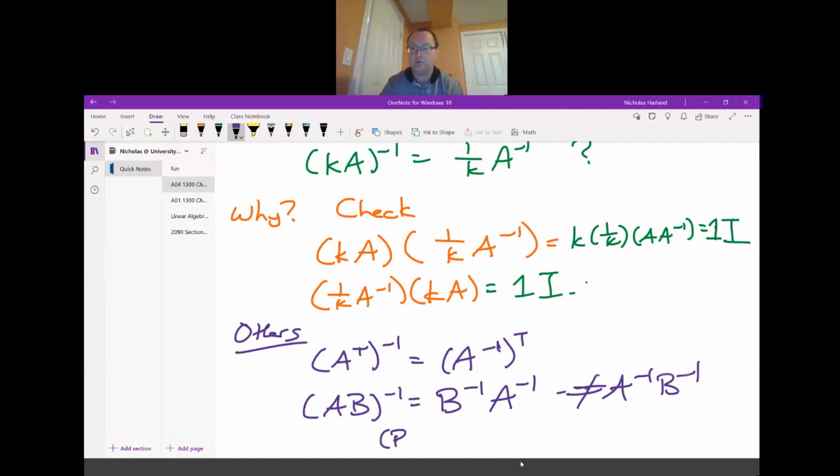Could you write it as BA inverse? And that would be A inverse B inverse, which wouldn't be the same thing. So the unfortunate reality of matrix multiplication is, except in some rare circumstances, we can't just assume we can change the order around.